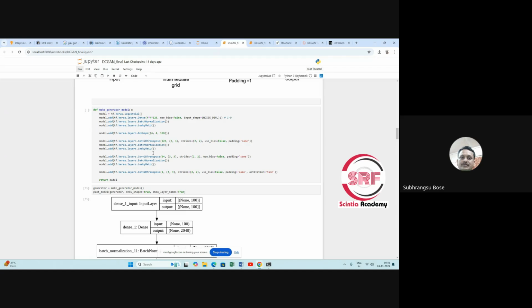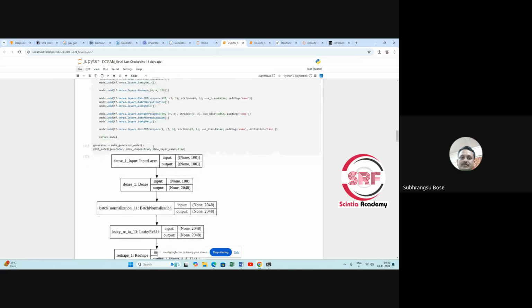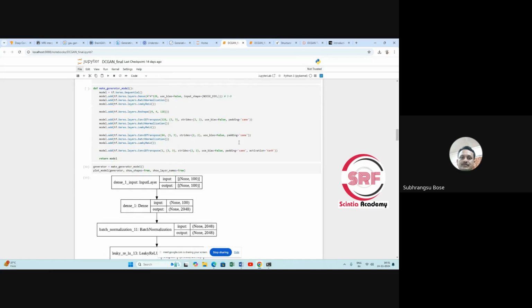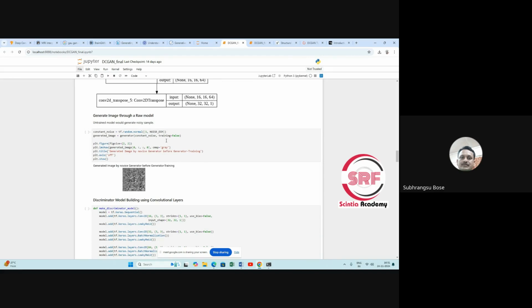That's why we use the leaky ReLU activation function, and after layer formation, batch normalization is necessary, and then activation function, then another third layer, same 64, 3, 3, batch normalization, leaky ReLU, and in all cases padding is same. In the last case activation is tanh, not leaky ReLU. Last tanh means this one. Input output, new image, always. Generate image through a raw model.